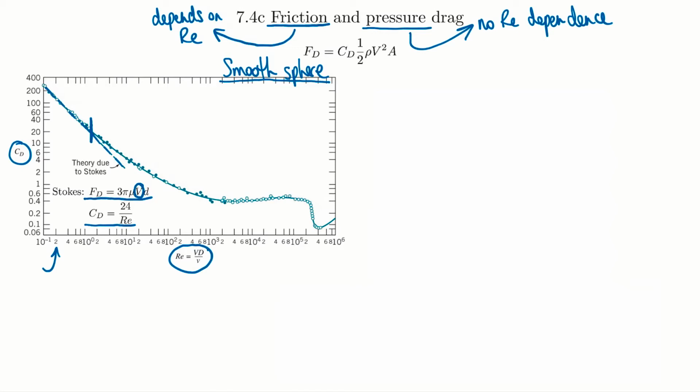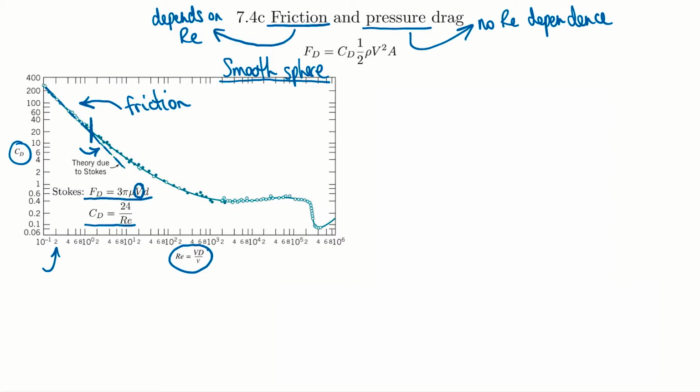That's because up here you mostly have friction effects, very viscous, very laminar flows. Then as the Reynolds number increases, you start to add the influence of pressure drag and you're getting wakes. That's why, if you look right here, you're getting a deviation between Stokes' theory, which is purely viscous flows, and the actual data points. They're starting to deviate there.